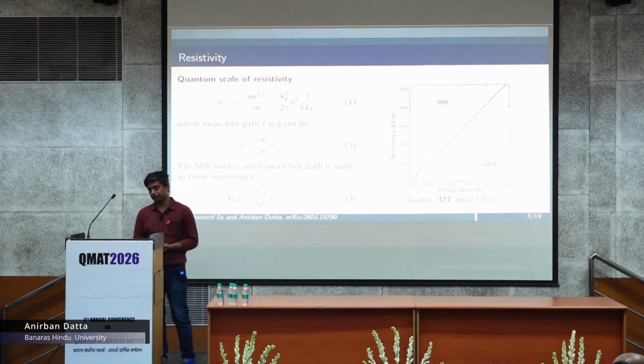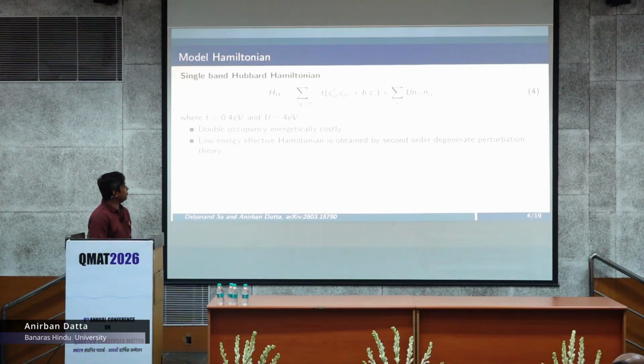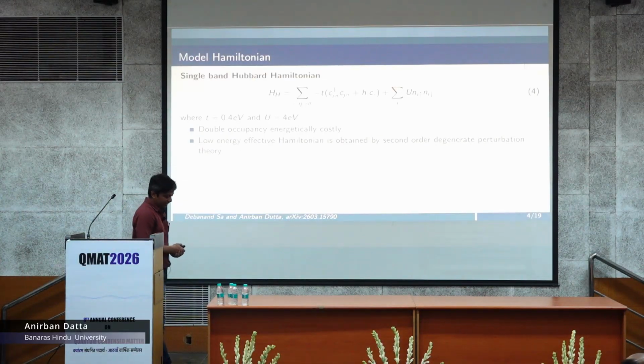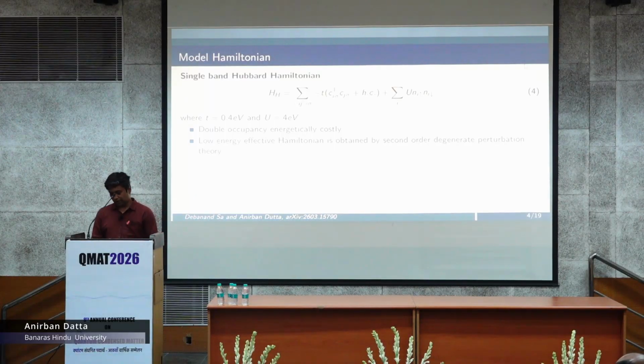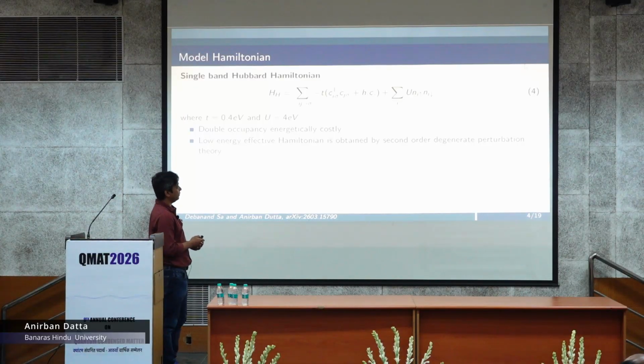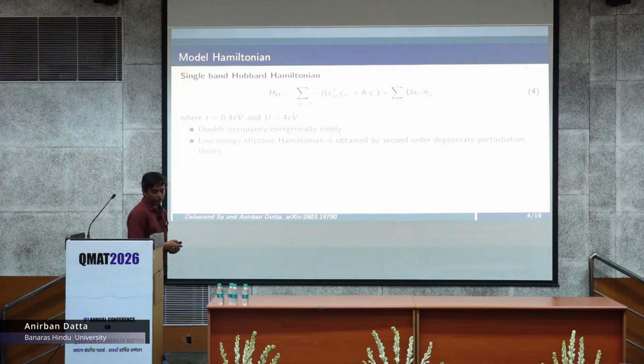To understand this, we start from the single band Hubbard model, because it is the simplest model we can construct for the cuprate lattice structure, where t is the hopping strength and U is the on-site interaction.